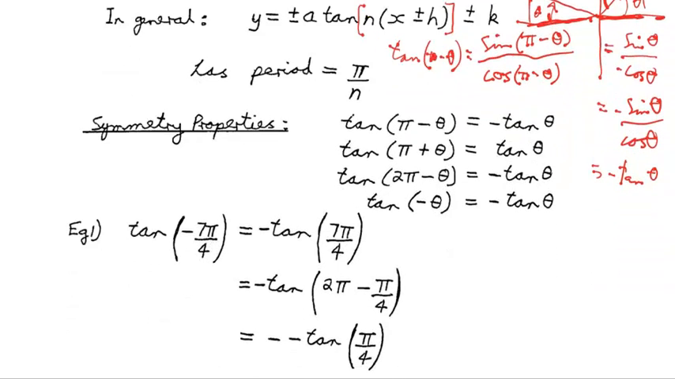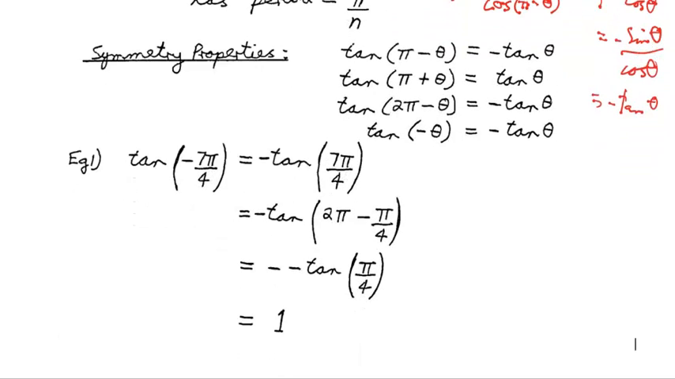Let's just have a look at an example here, just to finish off. Tan of minus 7 pi on 4. Well, if we look at the last symmetry relation, tan of a negative angle is just minus the tan of the positive angle. So tan of minus 7 pi on 4 becomes minus tan 7 pi on 4. Okay, now 7 pi on 4, well, that looks like it's in the fourth quadrant, so we could write that as 2 pi minus pi on 4. Okay, that's using this symmetry relation here.